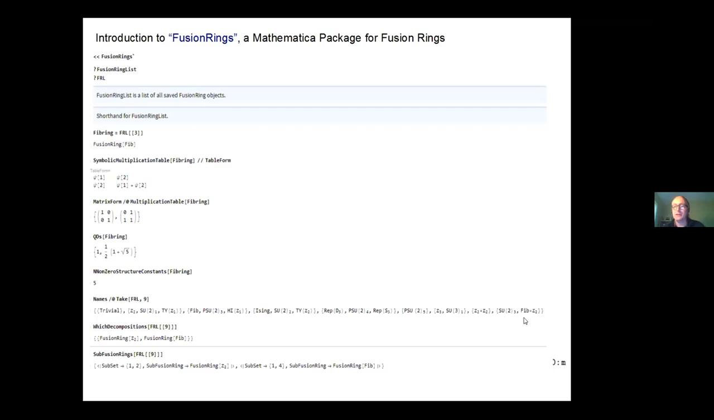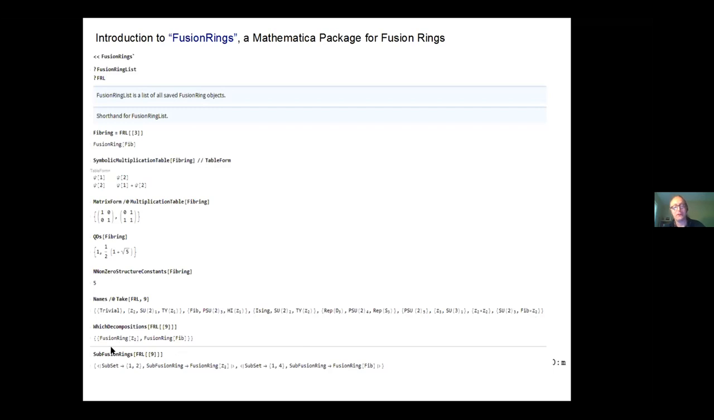But you see the last one here is SU2 level 3, the 9th one in our list, which we also know happens to be Fibonacci times Z2. Then we can apply the decomposition, and it says, oh, that's actually Z2 times Fibonacci. So it finds it from the actual internal data, not from the list of names.